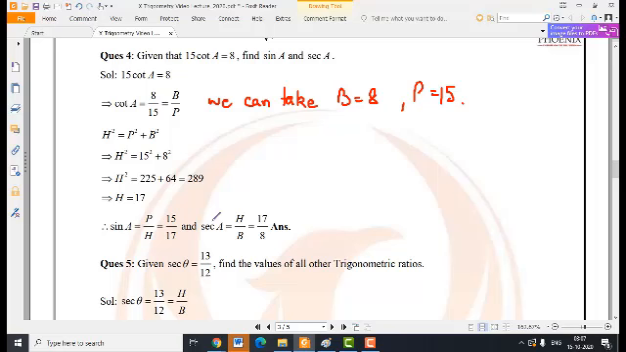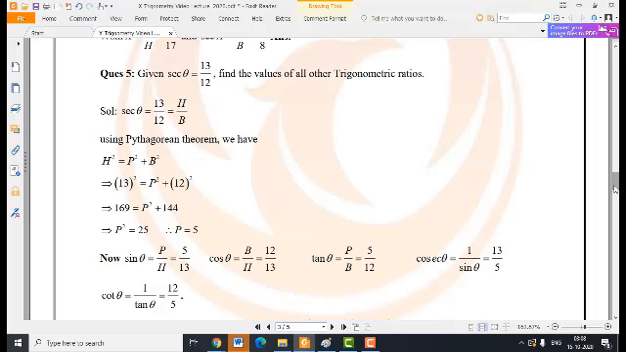So I hope by now you are comfortable in finding the values of different trigonometric ratios when one of the trigonometric ratios is given to you. Given that secant theta equals 13 upon 12, find the values of all other trigonometric ratios. It means one of the ratios is given to us and we need to find the values of all the other 5 trigonometric ratios. Now let us apply the same concept.